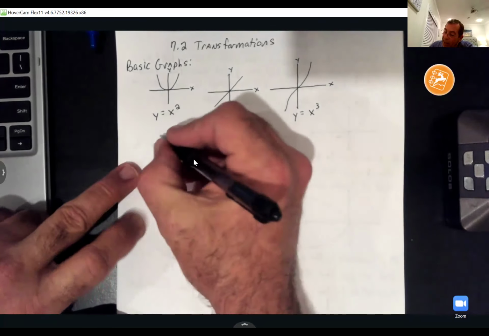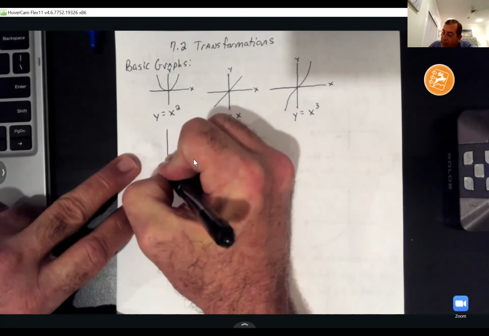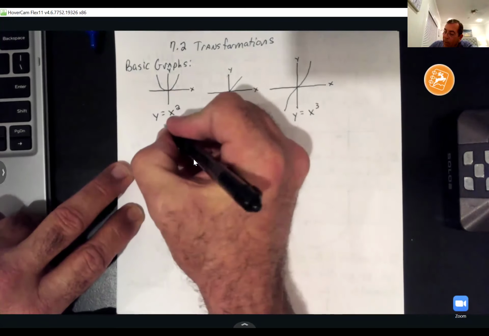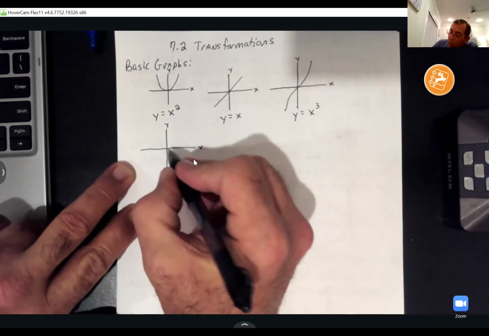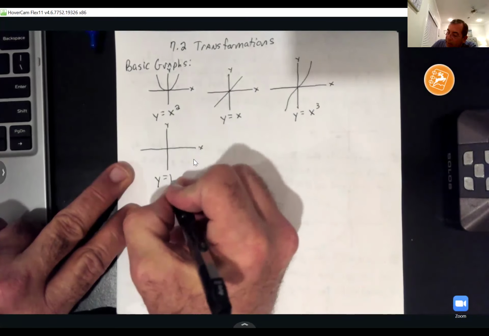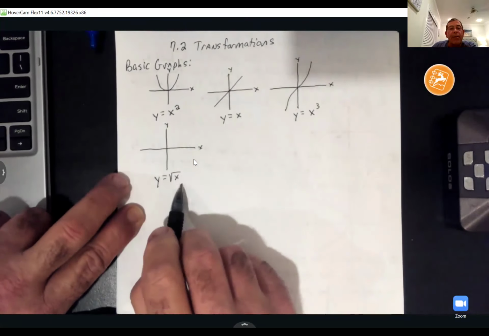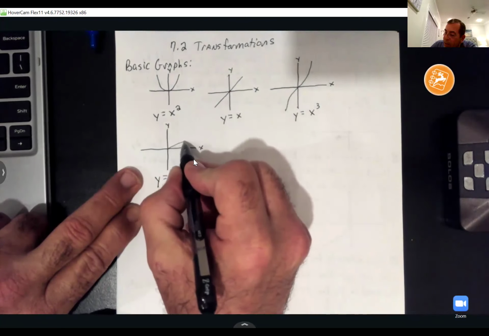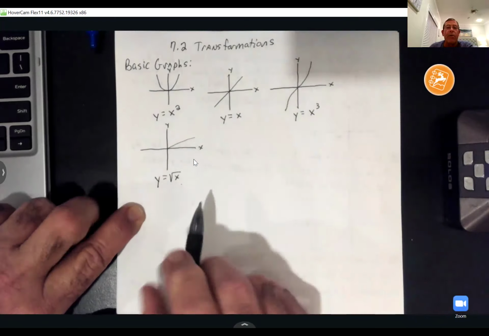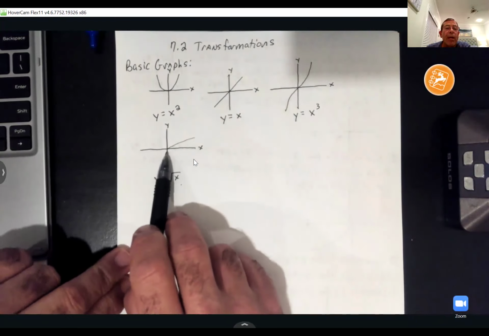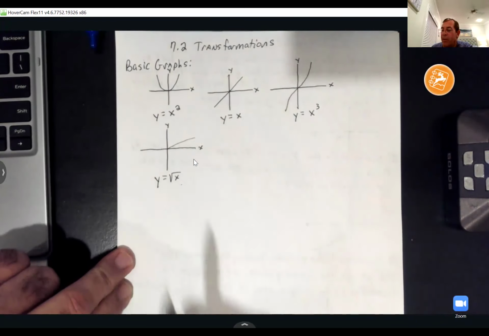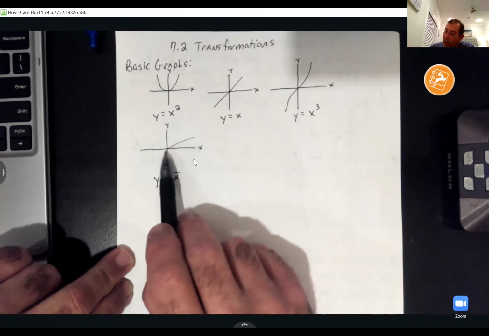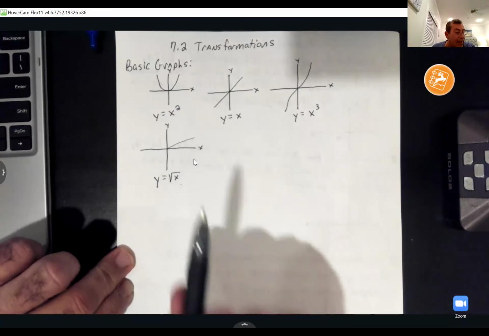Next is the square root of x. Now, the thing about this one, it's a slow uphill graph going to the right. Remember, for square roots, you can't put negative x's in, because that makes imaginary numbers. So that's why the square root is only good for your positive x's, okay?